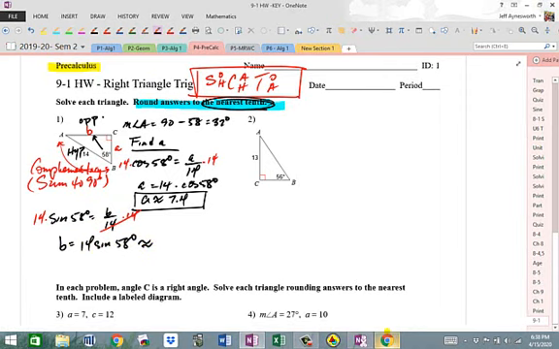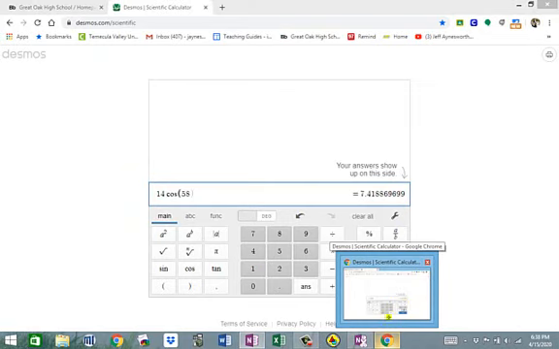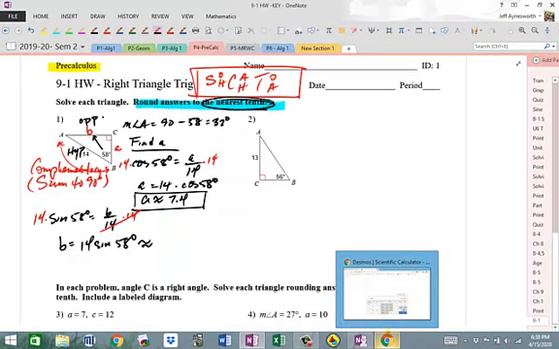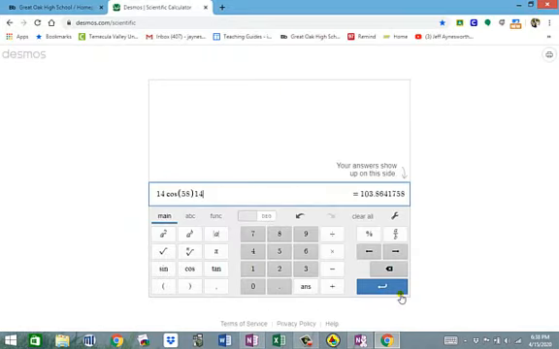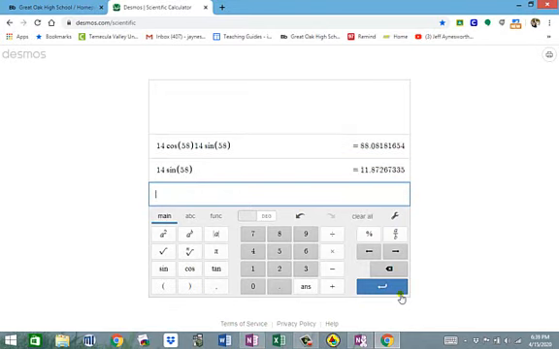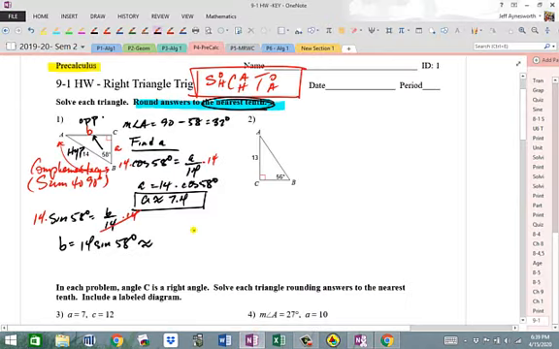So let's go to Desmos, and let's type it in. 14 sine 58. So 14 times the sine of 58 degrees. Oops, you've got to do it right. So 14 times the sine of 58 degrees, and you get about 11.9. You've got to round to the nearest tenth, as the directions say. So 11.9 is B.